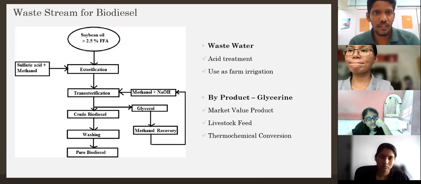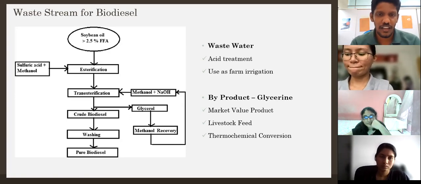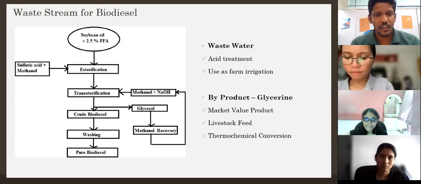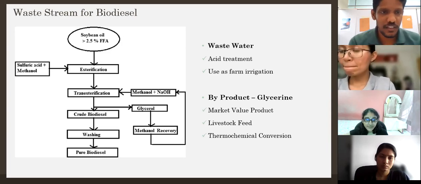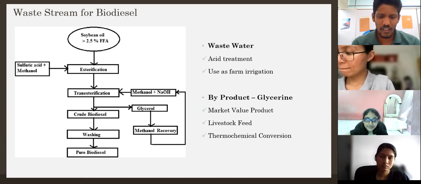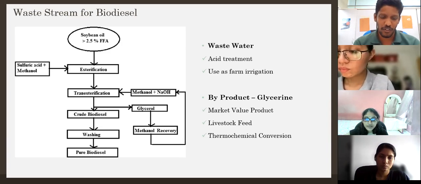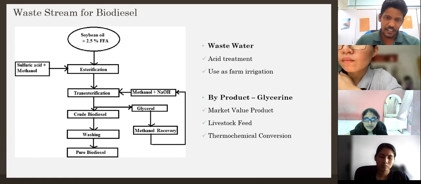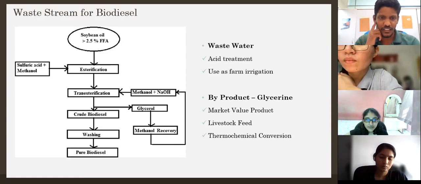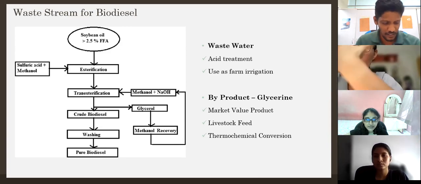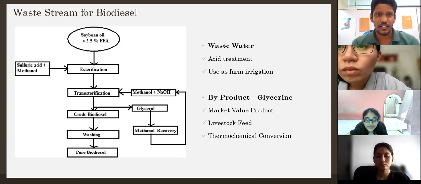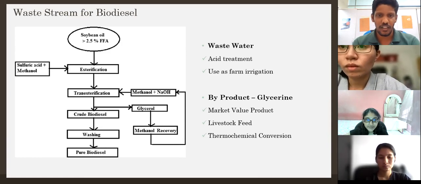So, the waste stream developed for biodiesel is glycerin as a byproduct, and methanol and sodium hydroxide will be recycled and used back. First, I would like to talk about glycerin. For every pound of biodiesel produced, 10 pounds of glycerin is produced as a byproduct. The critical part is that it is impure, contaminated with unreacted soybean oil, methanol and sodium hydroxide. So further purification is required to make it a valuable product.